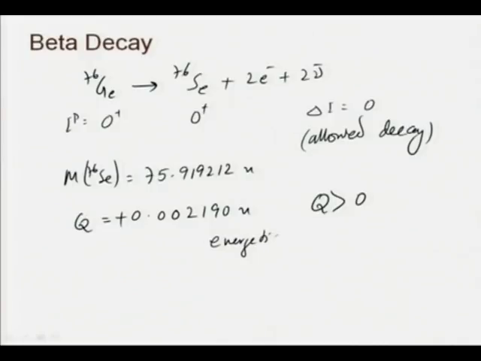The double beta decay is energetically allowed with delta I equal to 0 and no change in parity, and therefore it is possible to have an allowed decay. Again we have an example where it is not possible to have a single beta decay, but the double beta decay is possible. Alright, very good.